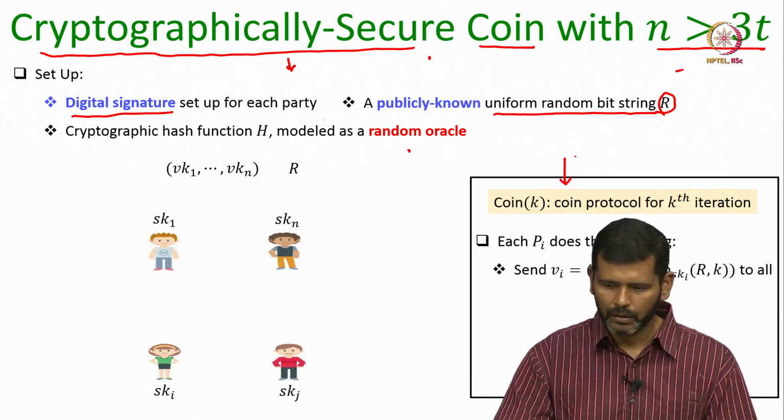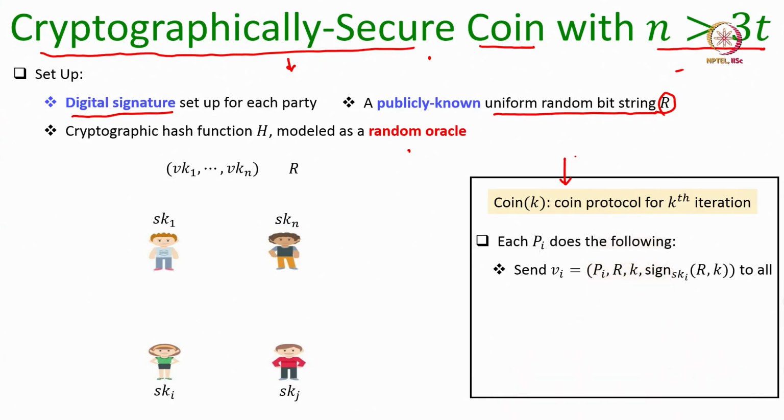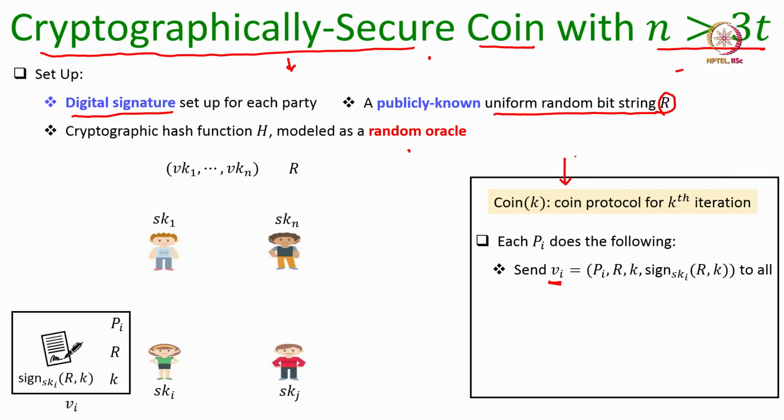Okay. So each party Pi during the coin protocol for the kth iteration will do the following. It will send the value vi, a tuple of values, to everyone. So what exactly does this tuple vi consist of? It consists of the identity of the party, the value of the random string r, the iteration number, and the signature of the ith party on the string r followed by k.